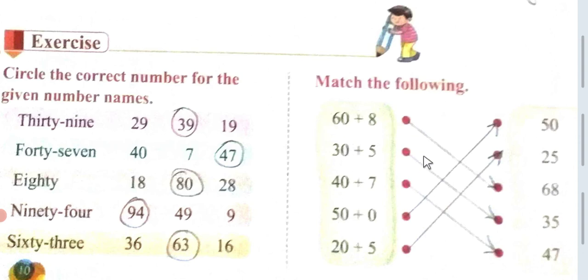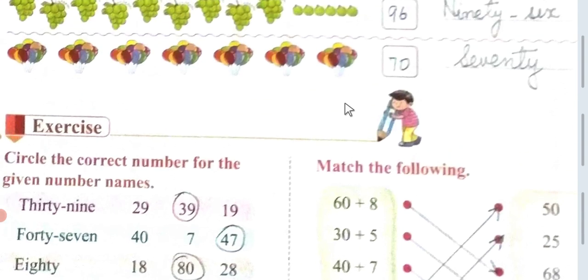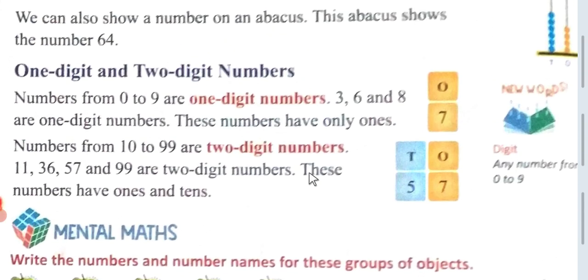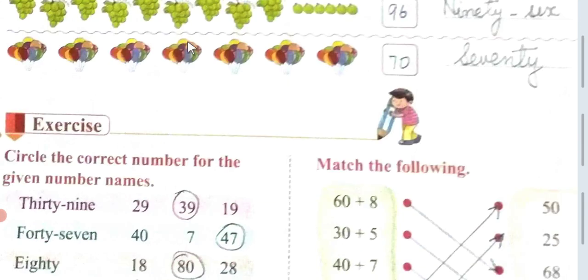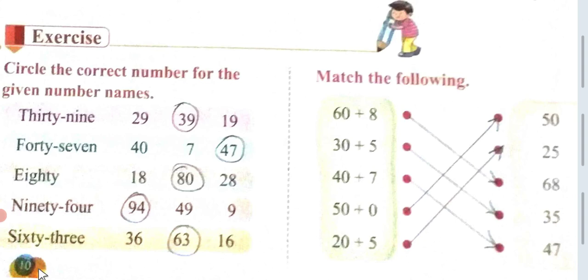So 60 plus 8 is 68. 30 plus 5 is 35. 40 plus 7 is 47. 50 plus 0 is 50. And 20 plus 5 is 25. So this exercise I have done for you. Students, I hope that you have understood this and do it in your book. Whatever I have done in this book, you also have to do in your book. This exercise has been given on page number 10. So I can show you page number 10.